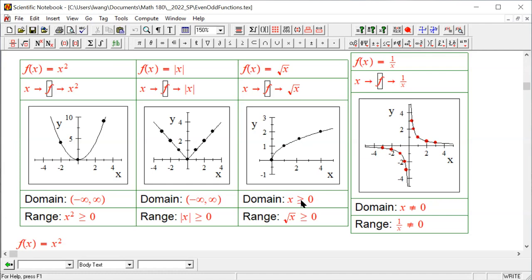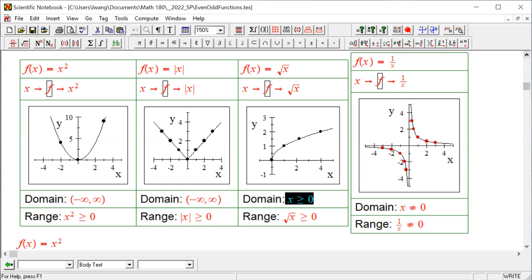Why? Because an even function requires that if x is defined, the opposite of x is defined. And our domain is only for non-negative numbers. The opposite of a positive number is a negative number, and negative numbers are not in the domain. So this one cannot be even. How about this one? Not even, right? So that's the even function definition.